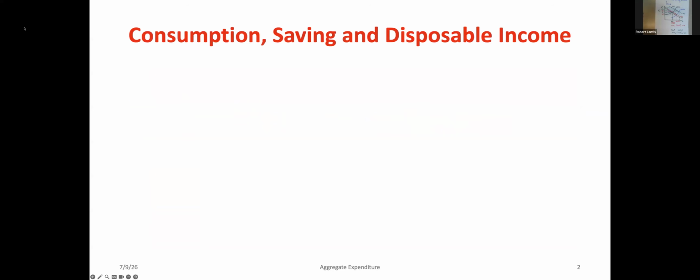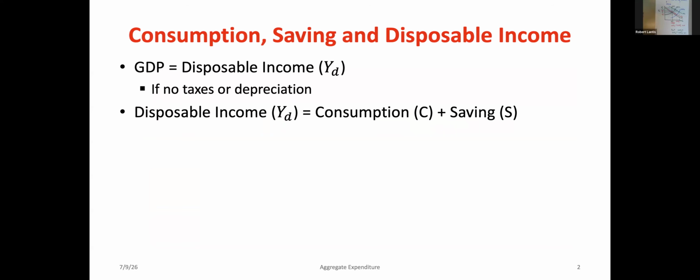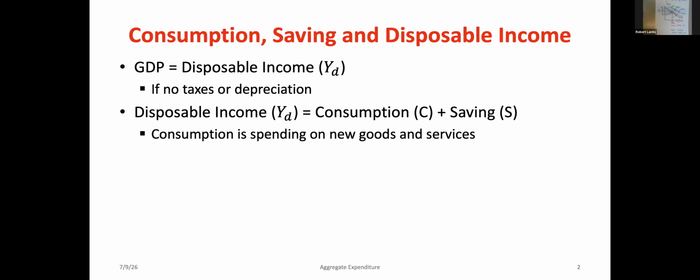let's think about what happens if we have disposable income changes. Okay. So let's say that GDP, or gross domestic product, changes in the short run. If there are no taxes or depreciation, then we can think about maybe some increase in consumption or an increase in savings. This drives up disposable income. Consumption is defined as the spending on new goods and services. So that could go up or down. We'll think about the impacts of what that would be.